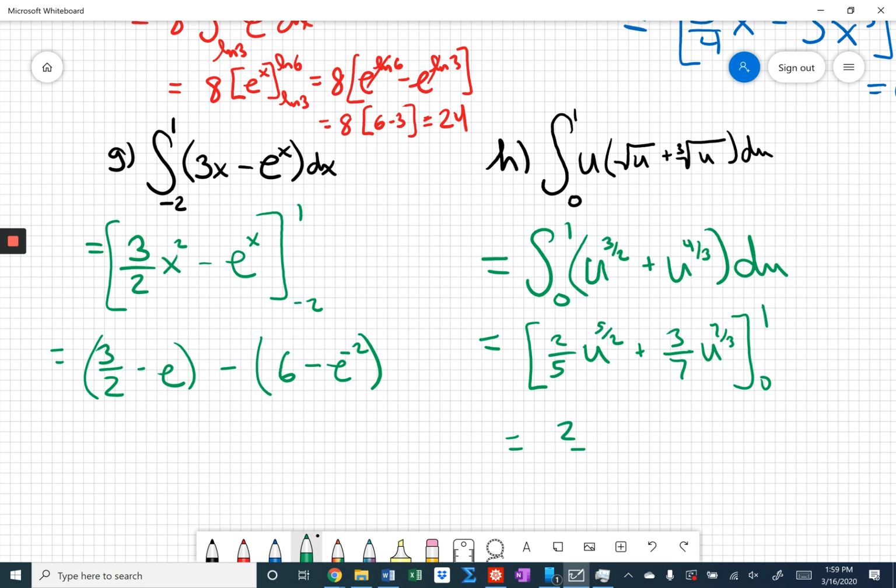And then if I plug in 1, I get 2/5 plus 3/7. Plug in 0, I get 0, which is nice. And so then just find your common denominator and work that out further if you want, or don't. It doesn't really matter. All right, I'm going to stop the video here. There's more to this section, but I'm going to do that in a separate video.